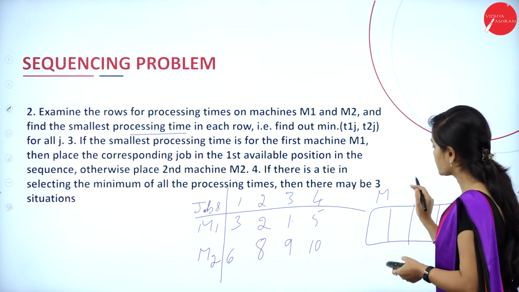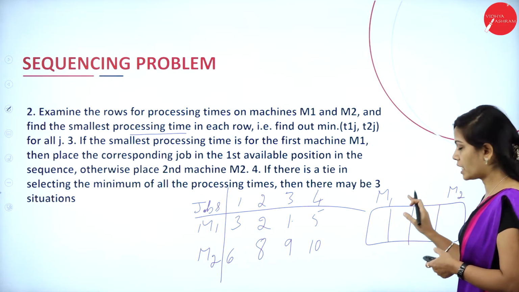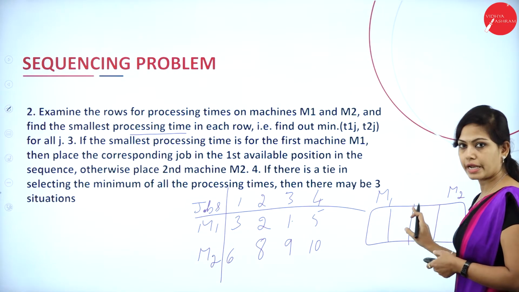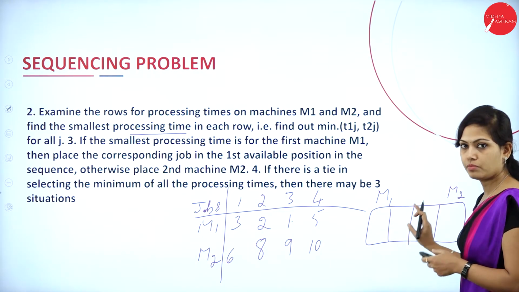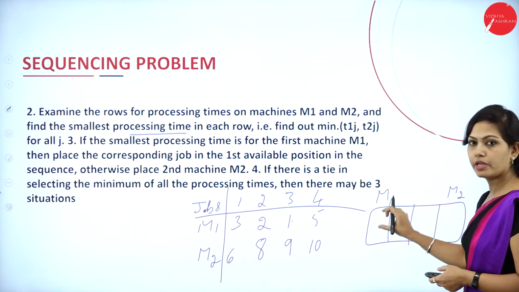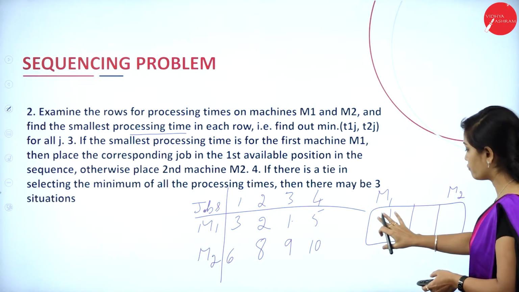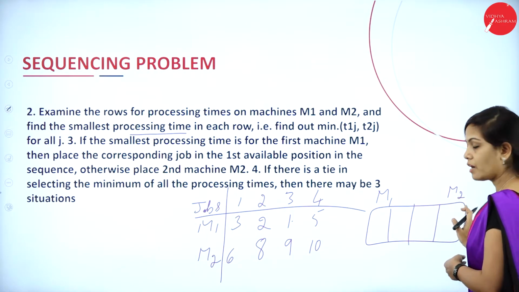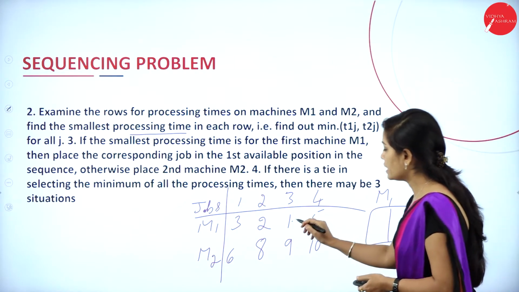This is for M1, this is for M2. For machine M1, I will start from left to right. And for machine M2, I will start from right to left. Listen carefully. For machine M1, I will write the sequencing order from this side. For machine M2, I will start the processing order from this side. Clear?